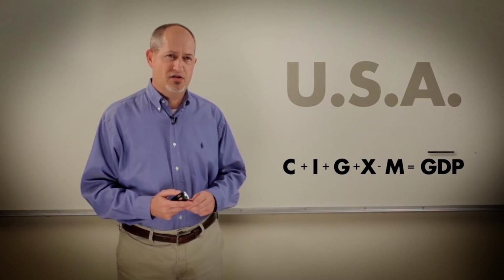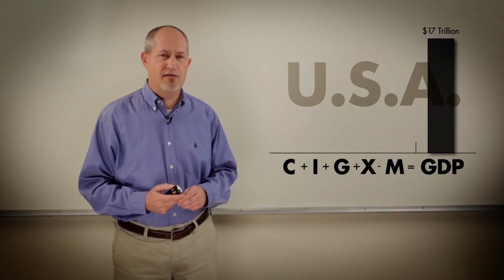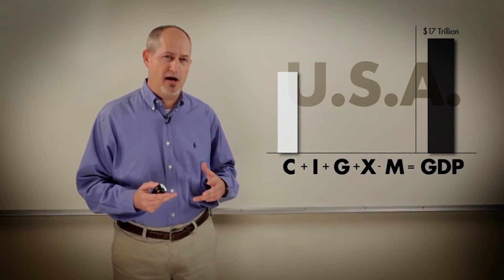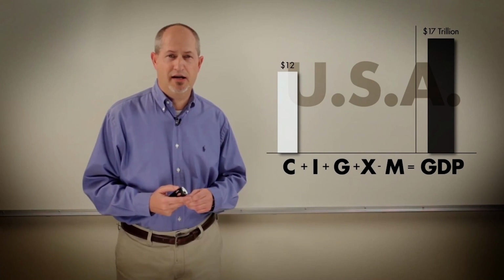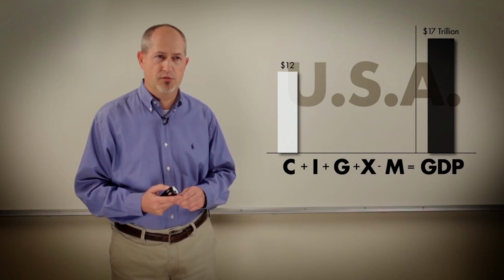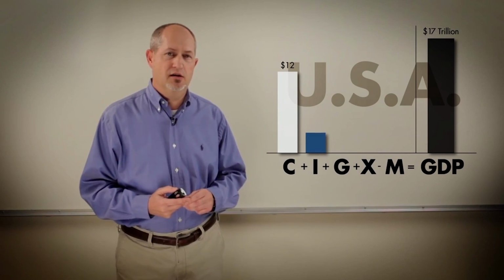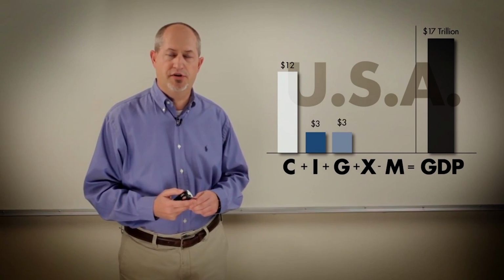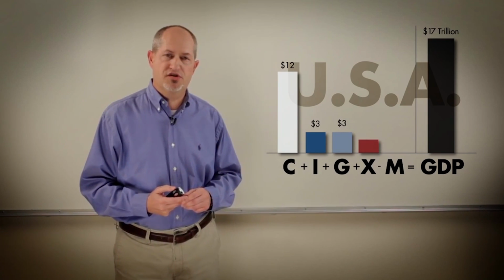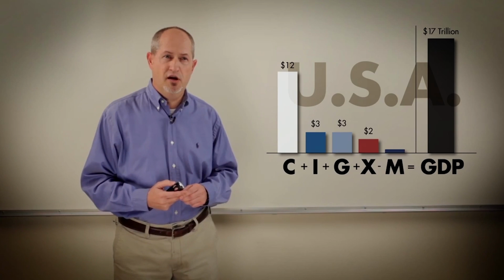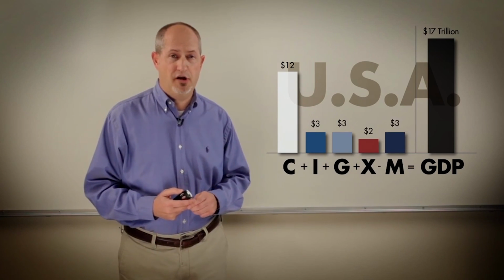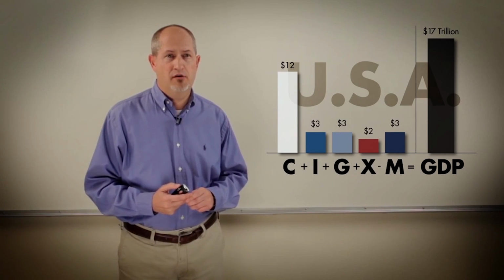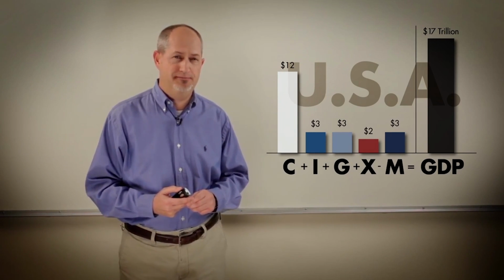In the United States, we have a GDP of roughly $17 trillion for the last fiscal year. That was comprised of about $12 trillion of consumer spending. Roughly 3/4 of all spending was consumer spending. Investment spending was about $3 trillion. The government spent an additional $3 trillion. We had exports somewhere in the neighborhood of $2 trillion, while we imported $3 trillion. Our net exports was a negative $1 trillion, for a grand total of $17 trillion.